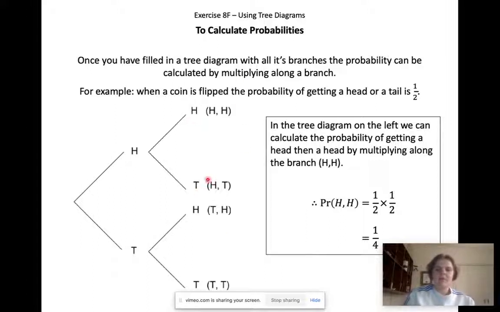If you want to figure out the probability, you can multiply the probabilities along each branch. On the first flip, you've got a 1 in 2 chance of getting either option. So the probability of getting a head is 1/2. And then the probability of getting a head is 1/2. So you do 1/2 times 1/2, which is 1/4.